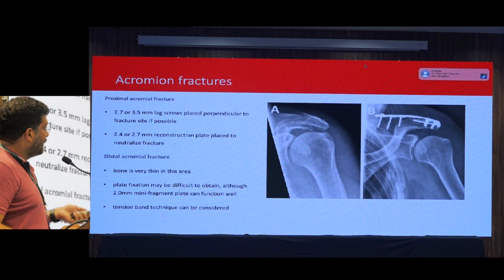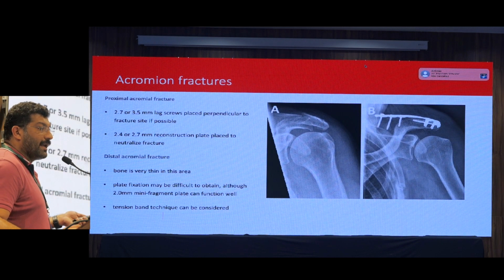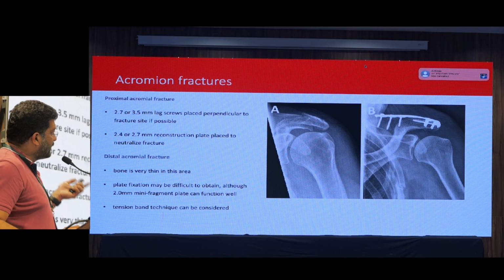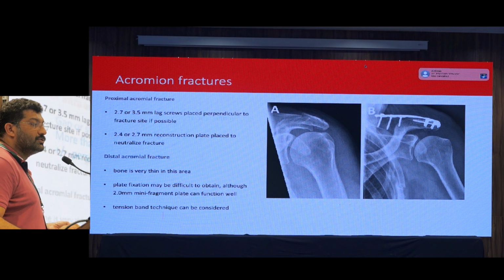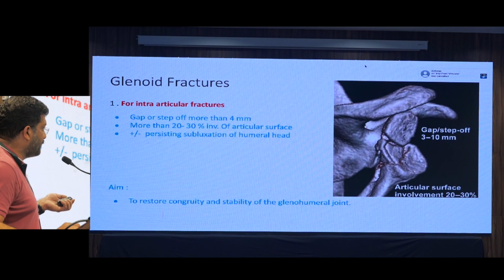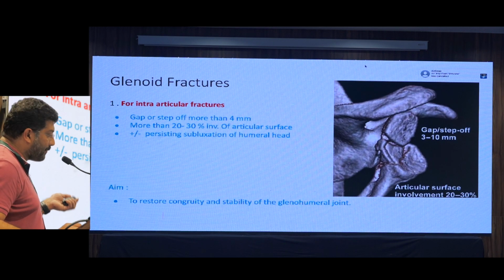For acromion, there are two parts. The proximal acromion fracture, that part is more bony. The flimsy is the distal part. So you can either go with the plate or with the screws. For glenoid fracture, you should not miss it, because if you miss it, the articulation will get hampered.